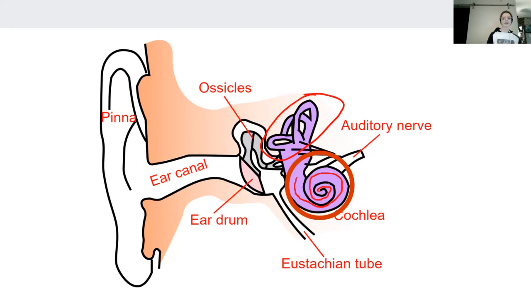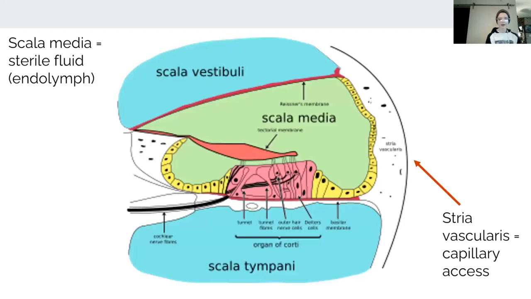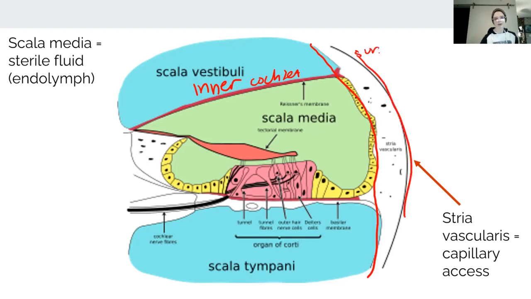So we're going to be zooming in even further to some of the microstructures of the cochlea, of how the cochlea kind of maintains itself. And so this is kind of a complicated diagram, and we don't really need to understand all of it. We just need to understand that there's kind of a line right here dividing the inner cochlea from its surrounding environment, right?